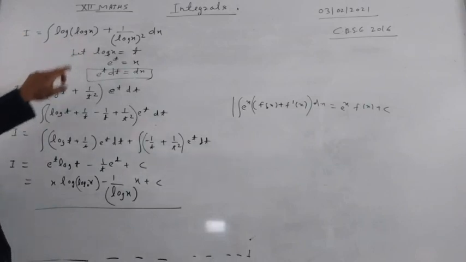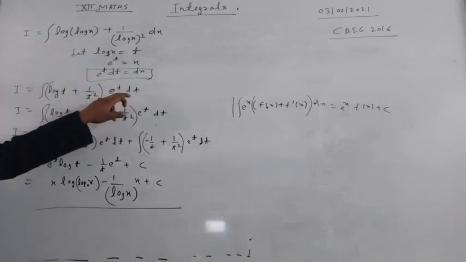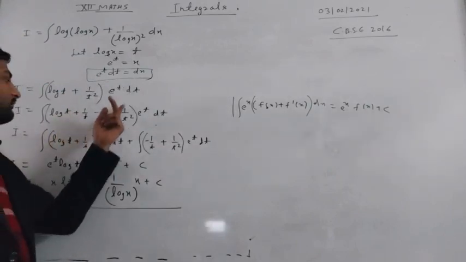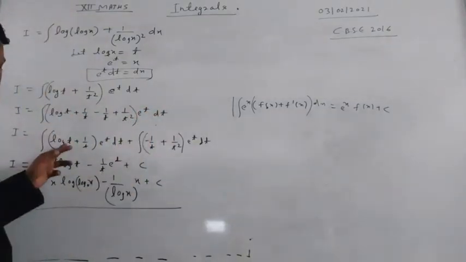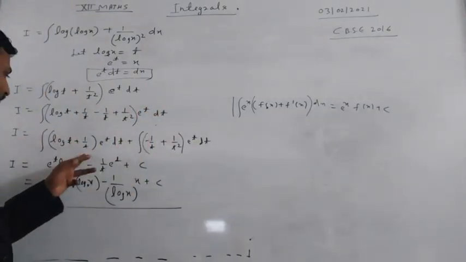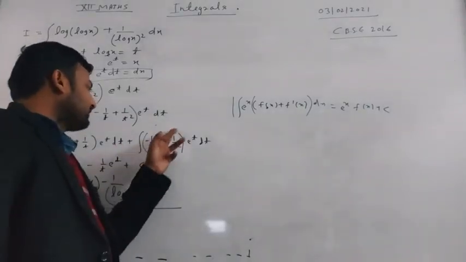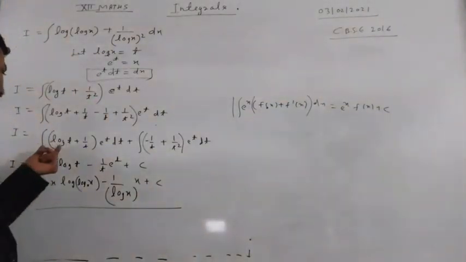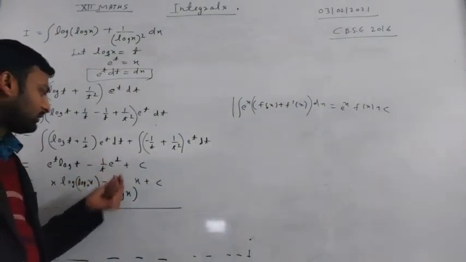Now we write log t in place of log x, and 1 by t square. So this is e to the power t dt. So (log t plus 1 by t) minus 1 by t plus 1 by t square, times e to the power t dt. So (log t plus 1 by t) e to the power t, plus (minus 1 by t plus 1 by t square) e to the power t dt, which gives e to the power t log t minus 1 by t e to the power t.